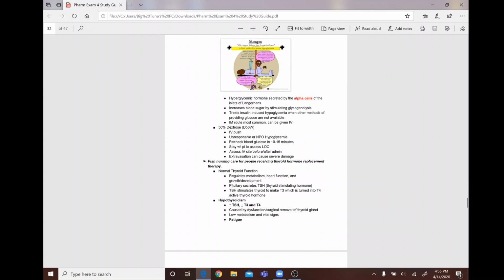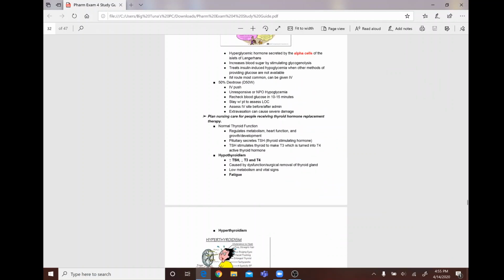Okay, thyroid function. What does thyroid function do? It regulates metabolism, heart function, and growth and development. What does the pituitary gland secrete? TSH. And what makes T3 and T4? TSH stimulates the thyroid.